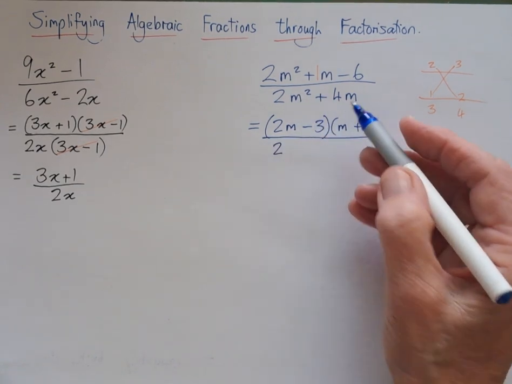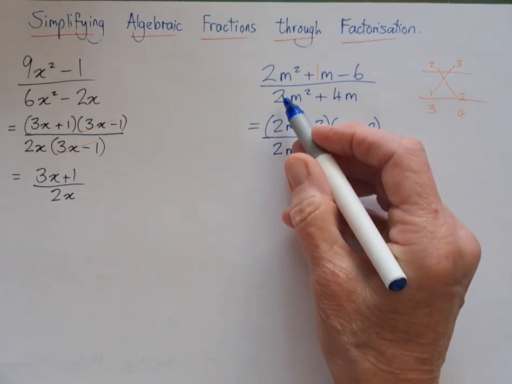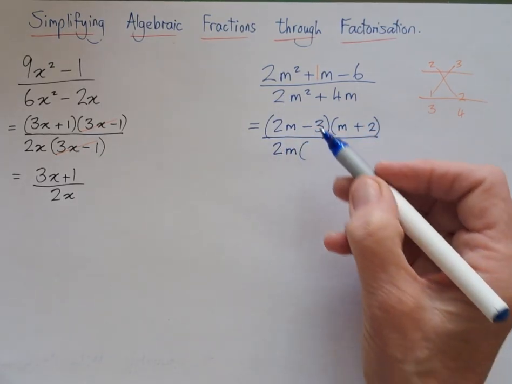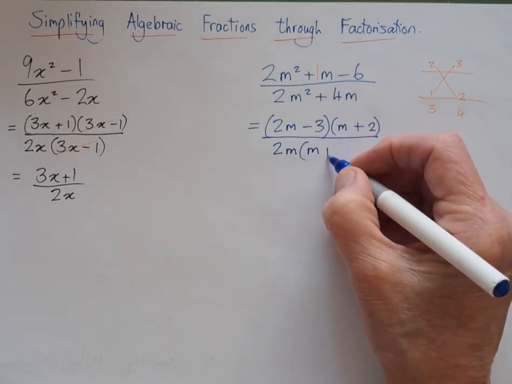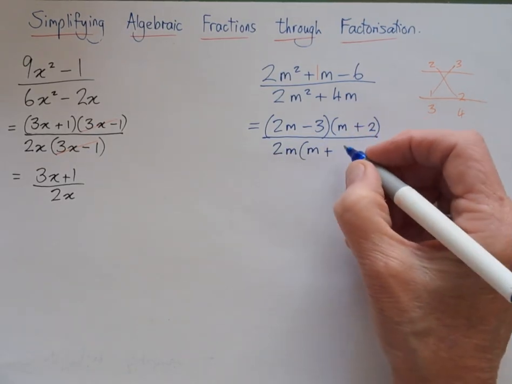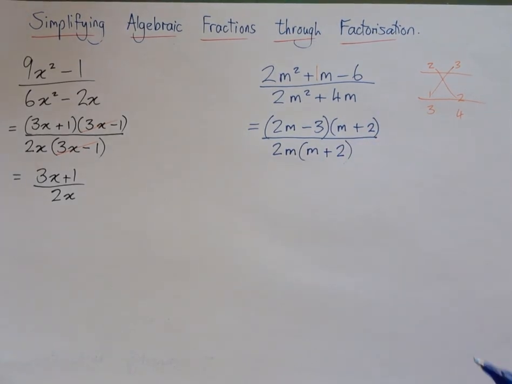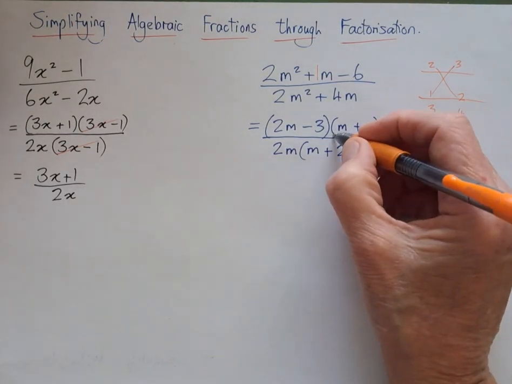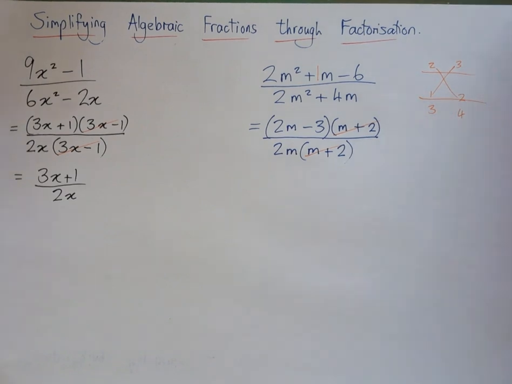M squared, m, the highest I can take out is m. So 2 into 2 goes once, I don't need to write it down. M squared divided by m is m, plus 4 divided by 2 is 2, and I've already taken out the m. So once again, I've created brackets that look the same just by factorizing, and now I can cancel m plus 2. I can always cancel a whole bracket with another whole identical bracket.